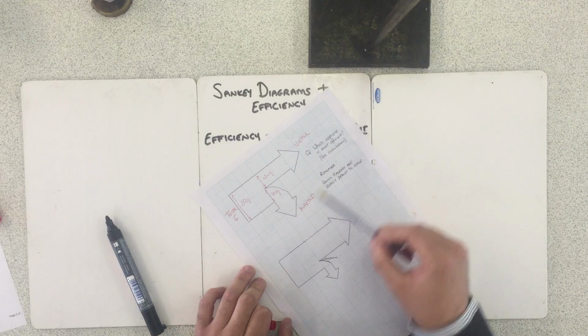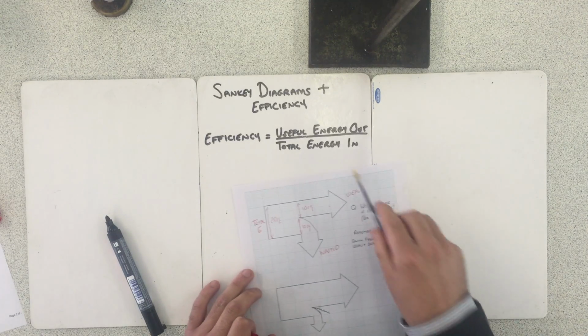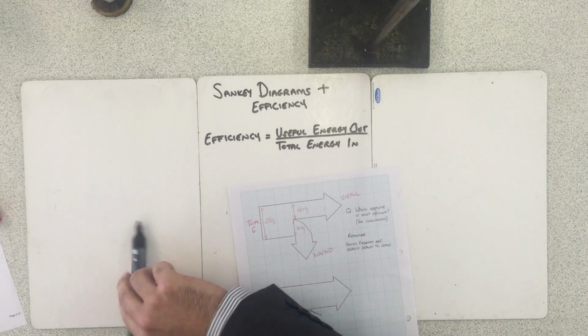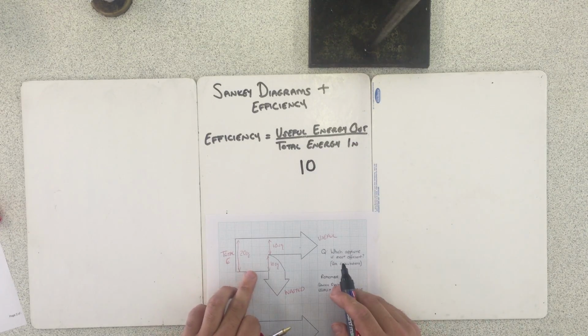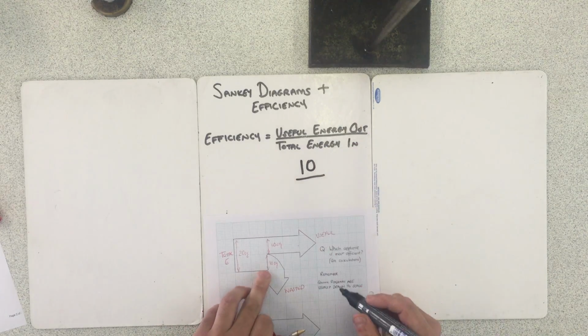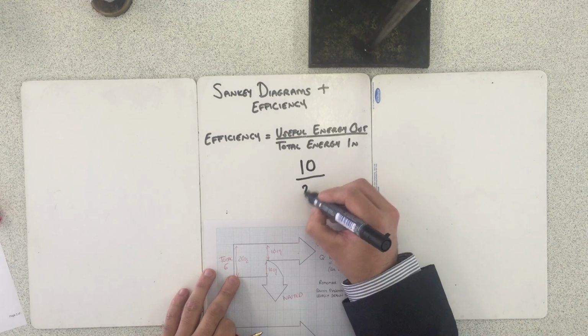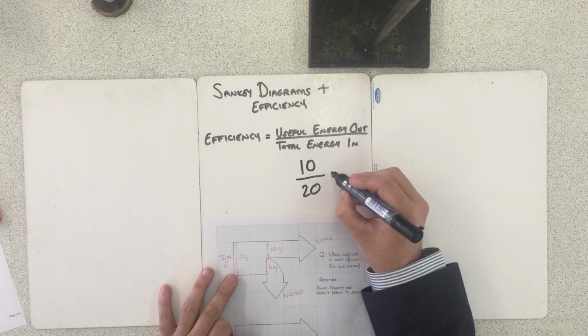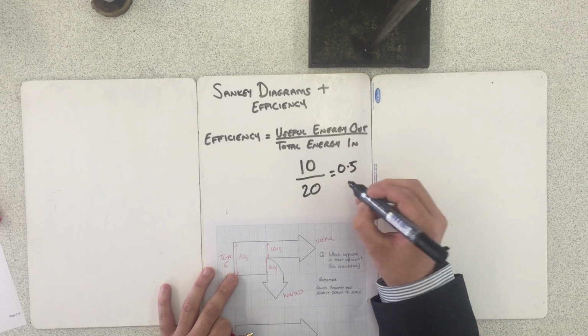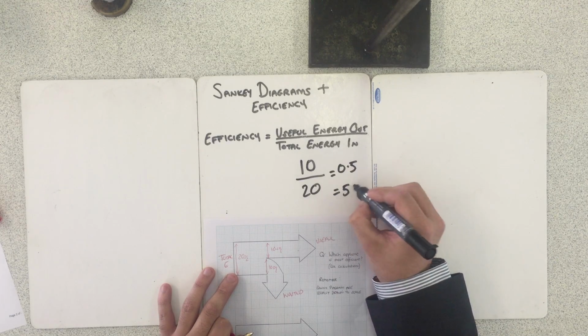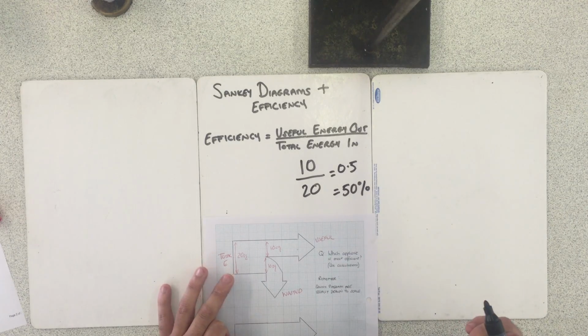Now, if we put this through the efficiency equation, useful energy out divided by total energy in, well, the useful energy out would be 10, the total energy in would be 20. So 10 over 20 would give us 0.5, which is equal to 50% efficiency.